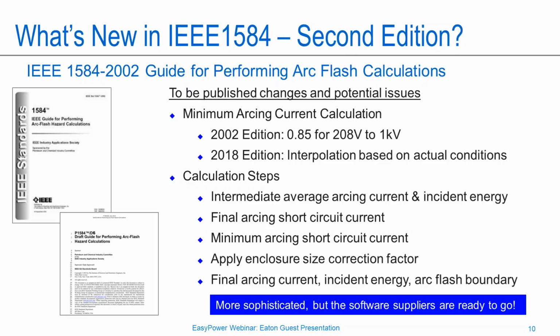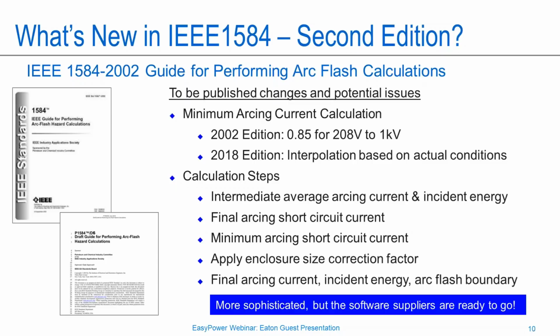The 2018 edition actually has an interpolation factor based on the actual conditions. The calculation steps are fairly rigorous in terms of coming up with an arcing current. There's first an intermediate average arcing current, and incident energy is calculated. Then there's a final arcing short circuit current calculated, and then a minimum arcing short circuit current. The factors for the enclosure, for instance, are entered into the calculation, and then ultimately there's a final arcing current, incident energy, and arc flash boundary.